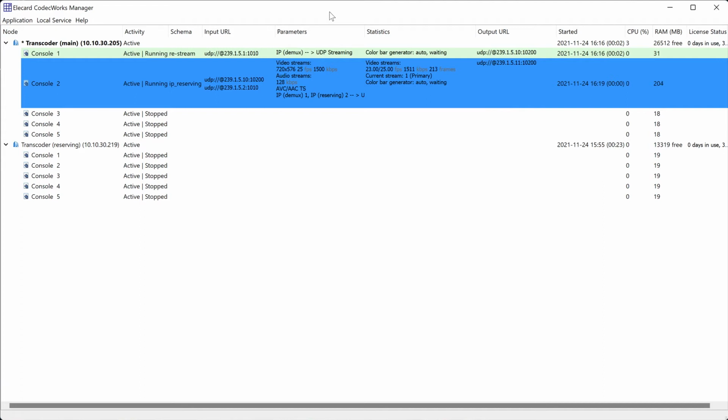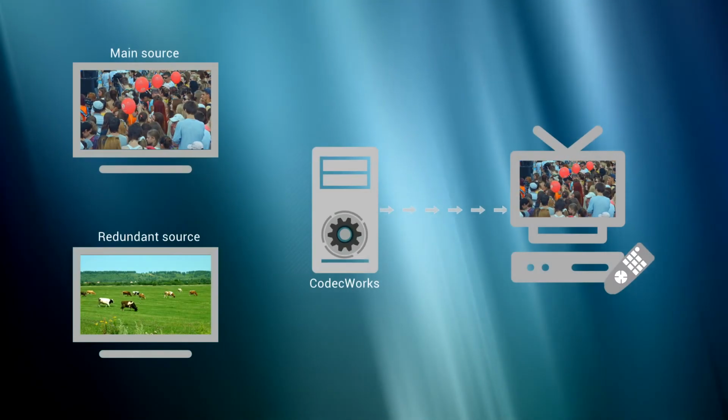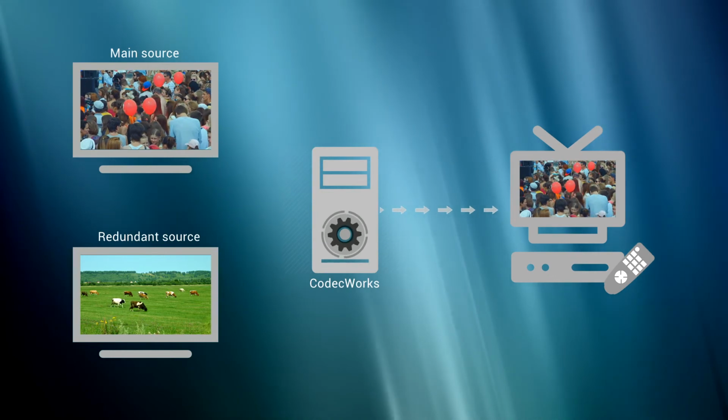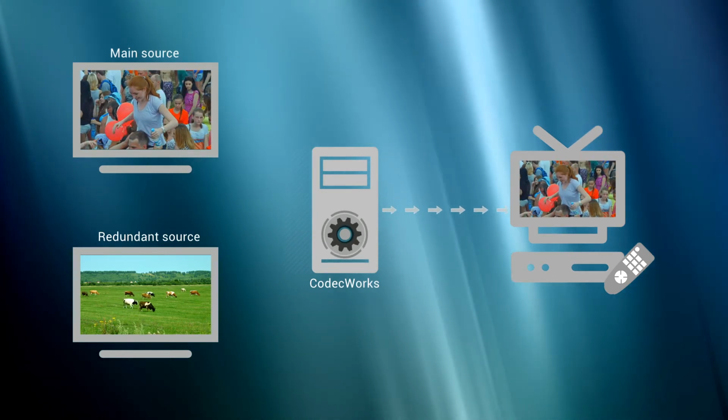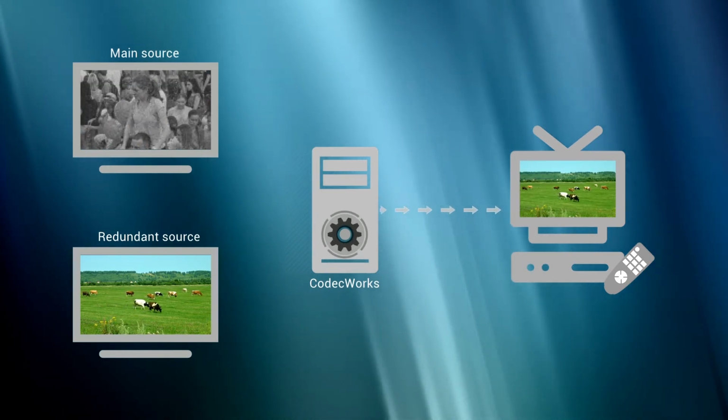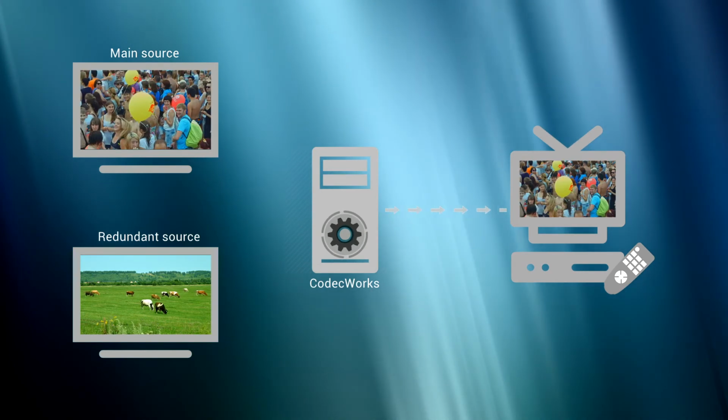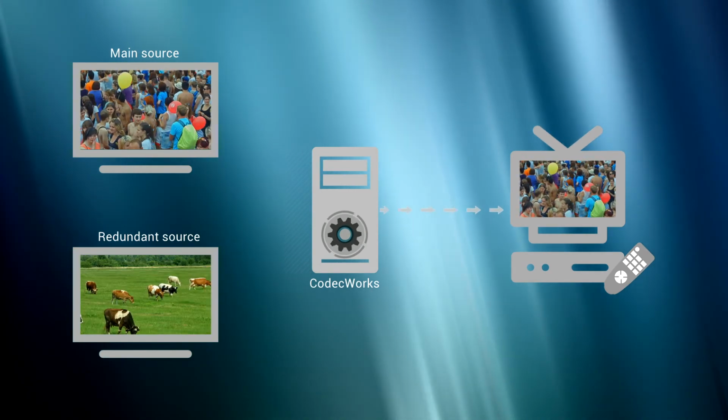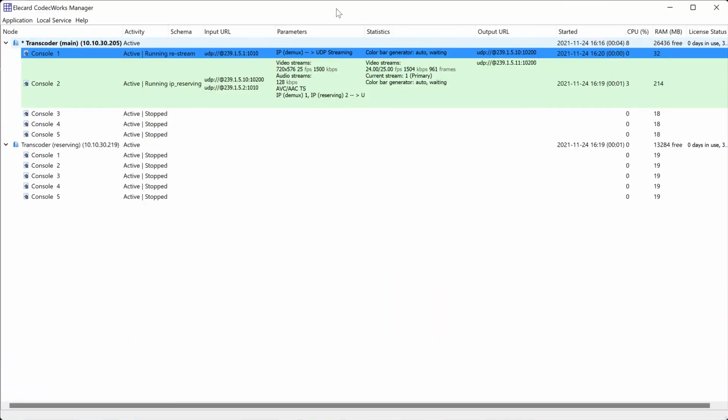CodecWorks offers two approaches to the redundant source operation. According to the first approach, one source is always considered the main one and has priority in operation. In this case, when a problem occurs on the main source, the system switches to the redundant one, and when the main stream recovers, the system switches back. To enable this redundancy scenario, click the Switch Back to Primary Source checkbox in the server settings.